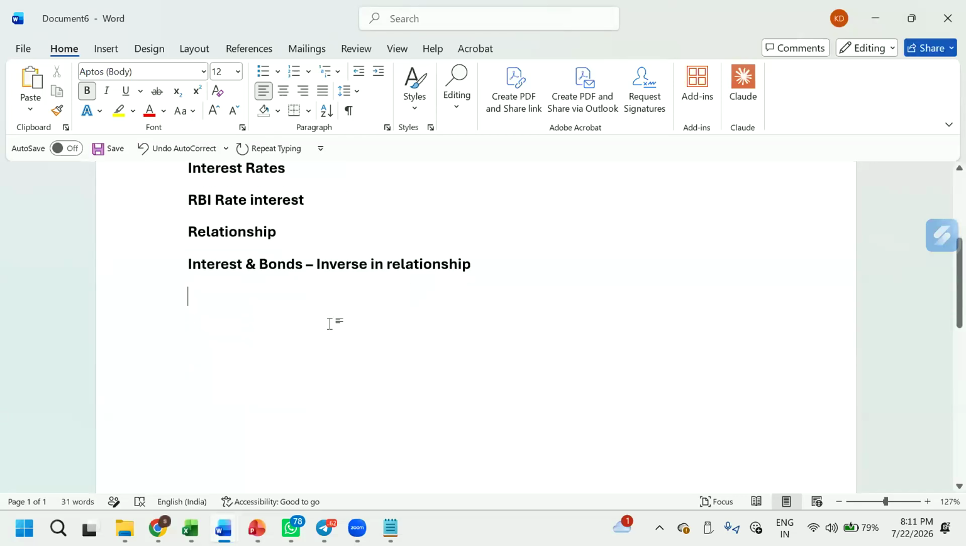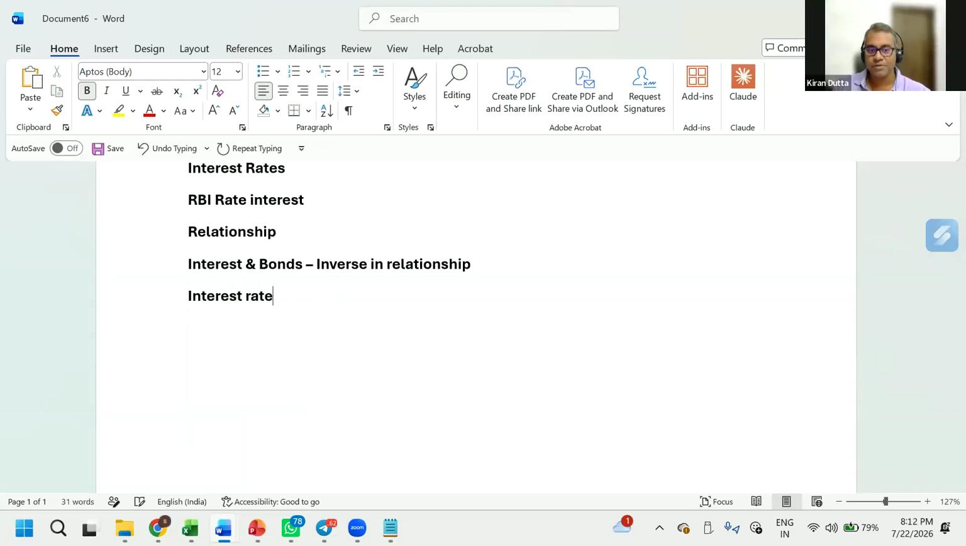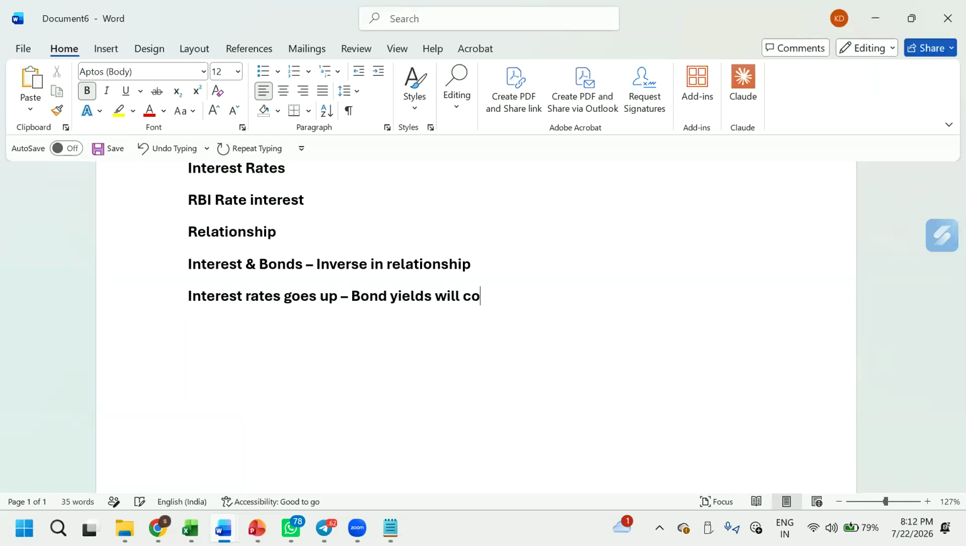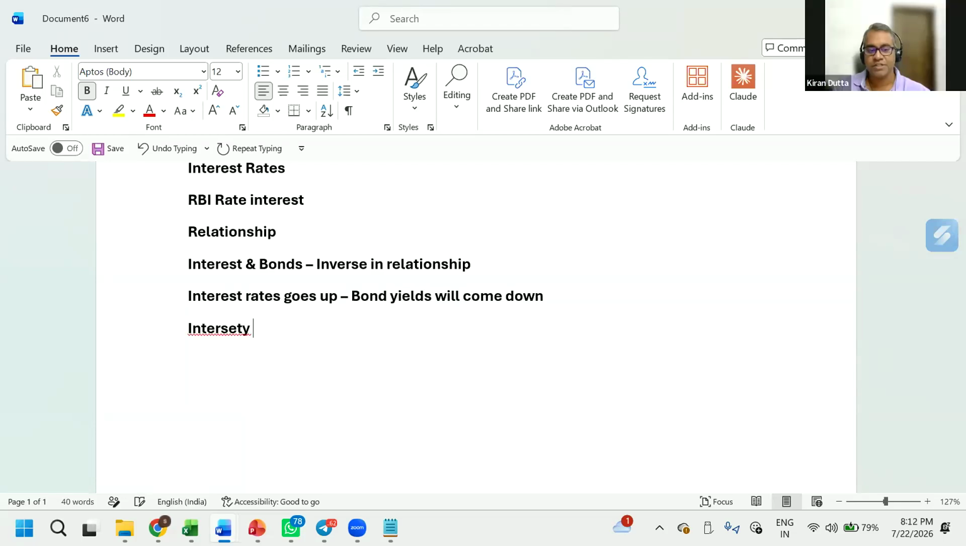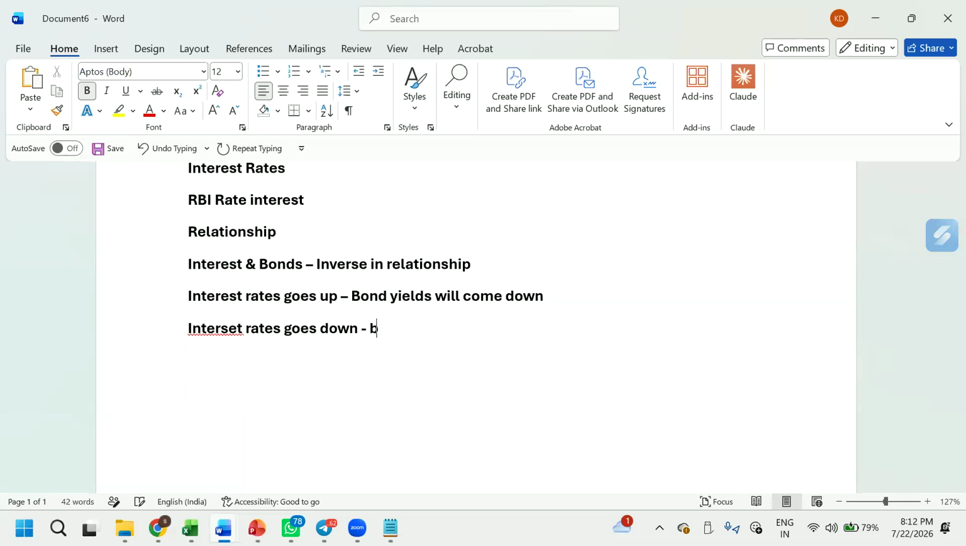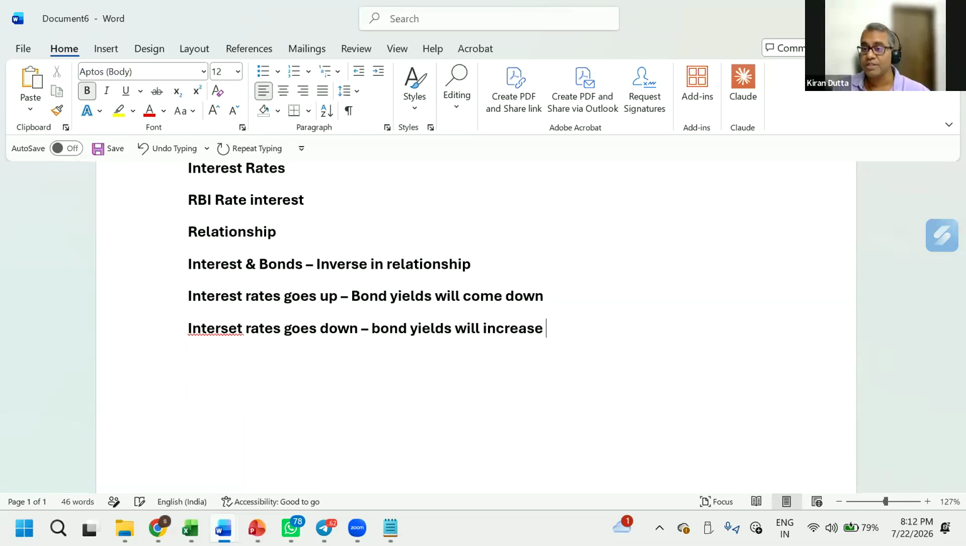Whenever interest goes up, bonds come down. Whenever interest comes down, bonds go up. That's what I told, right? Inverse in relationship. So if interest rates go up, the bond prices will come down, right? Similarly, if interest rates go down, the bond prices will increase. This is how it is supposed to behave ideally. This is a sort of textbook thing. I will talk about one scenario where it did not.